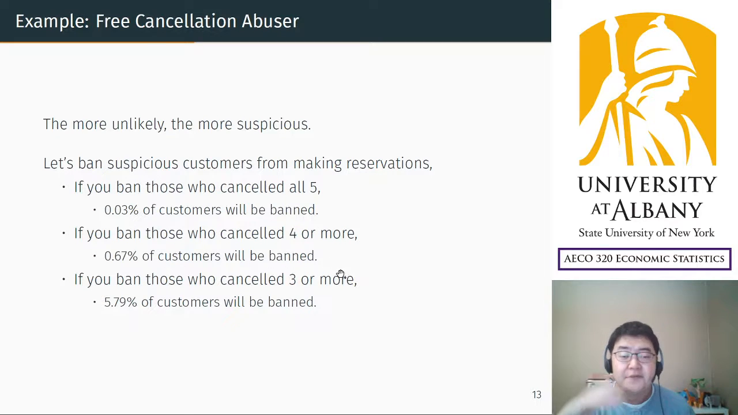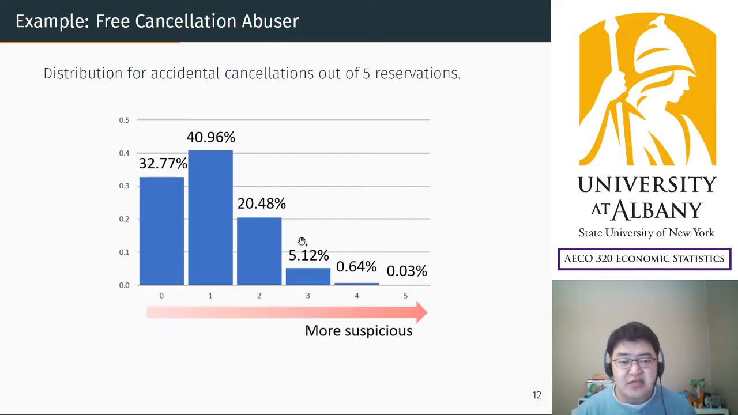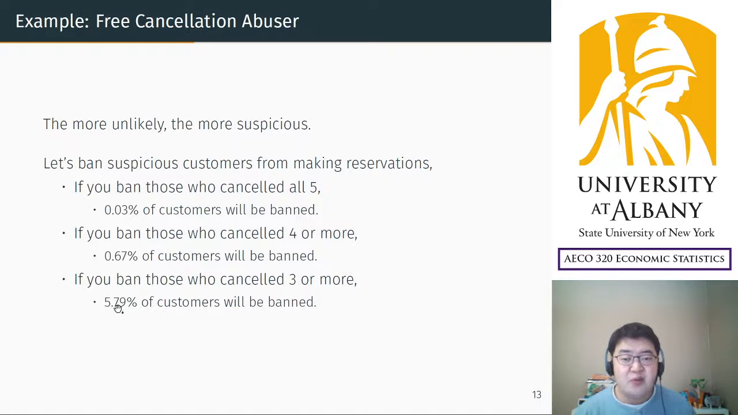So there is more collateral damage. And finally, if you are more strict, then you can ban everyone who canceled 3 or more reservations out of 5. Then you are going to ban these three groups, and the total probability is 5.79% of innocent customers.